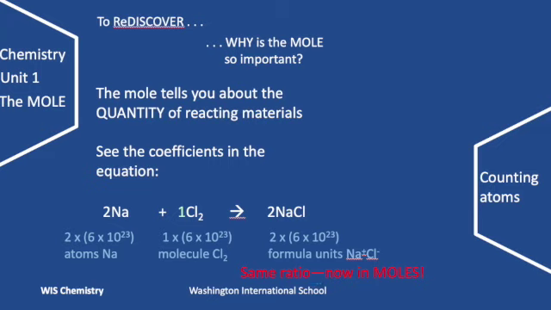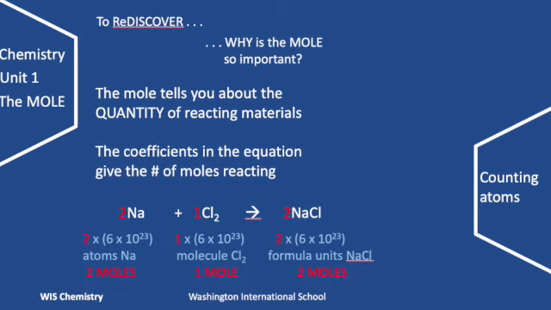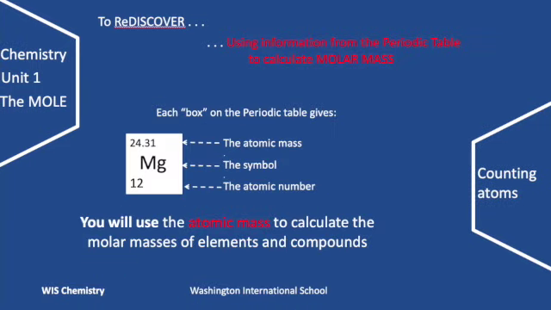If we multiply each of those coefficients by the Avogadro number, 6 times 10 to the 23, we end up with the ratio now in moles. So we have 2 moles of sodium reacting with 1 mole of chlorine to give 2 moles of sodium chloride. So the equation coefficients are really the amounts in moles.